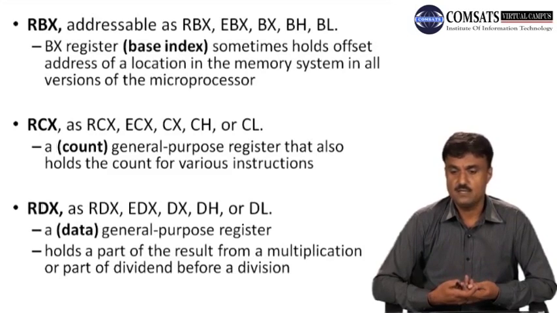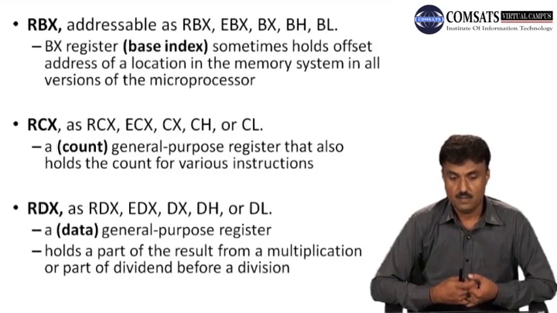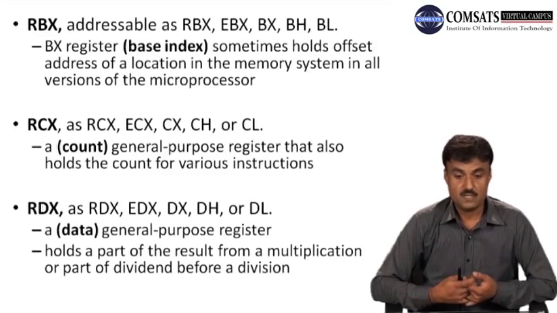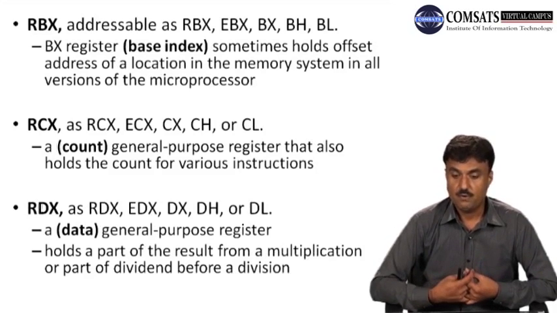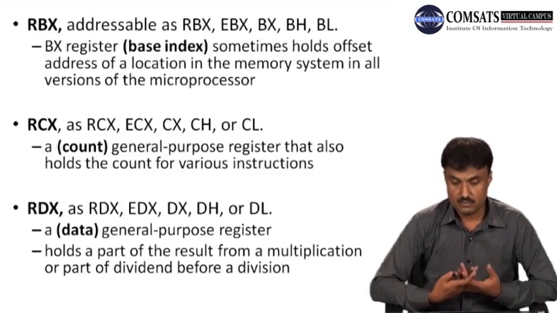BX register, or base index, sometimes holds the offset address of a location in the memory system in all versions of the microprocessor, and sometimes it stores the value of any data. The BX is the base index register, so it stores the memory location in all the versions of the microprocessor. CX is considered the counter or count register, a general purpose register that also holds the count for various instructions. DX or RDX is the data register.